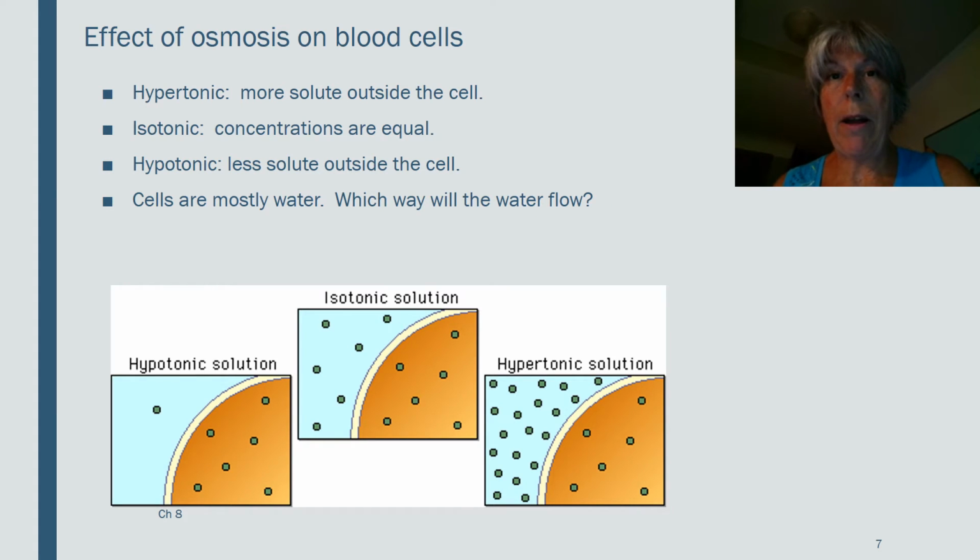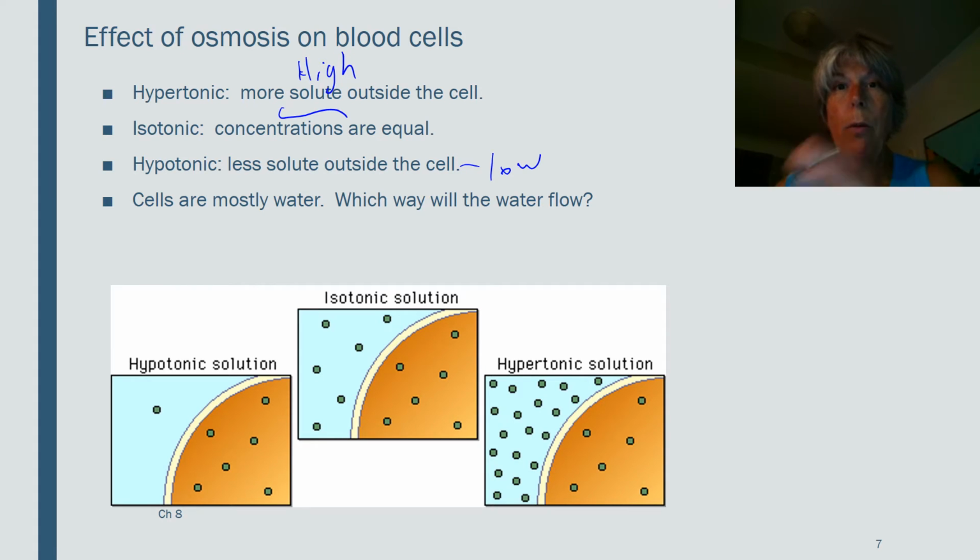Osmosis is really important in our bodies. All of our cells are semi-permeable membranes, and so let's look at the effect of osmosis on blood cells. When we talk about osmosis, we talk about different types of solutions. A hypertonic solution has more solute outside the cell. So hyper means high amount of solute outside the cell. Isotonic has concentrations inside and outside the cell that are the same. And hypotonic means that there's less solute outside the cell. So if you think of hypo meaning low solute outside the cell. And you see those depicted here, where the dots represent the amount of solute.